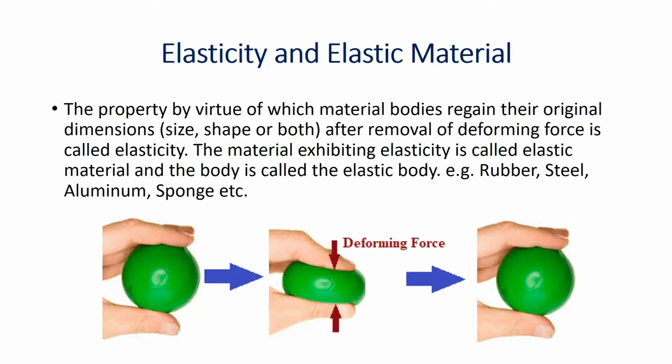Depending upon the response of the material towards the deforming force, the materials are classified into three types: elastic material, plastic material, and rigid material. Corresponding material properties are elasticity, plasticity, and rigidity respectively. Now let us study the concept of elasticity.